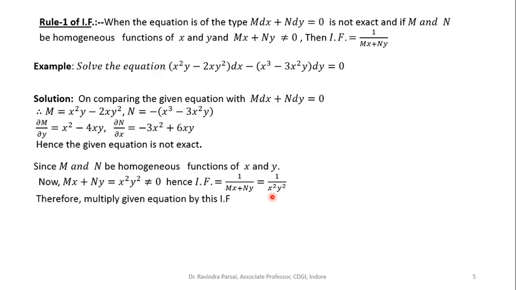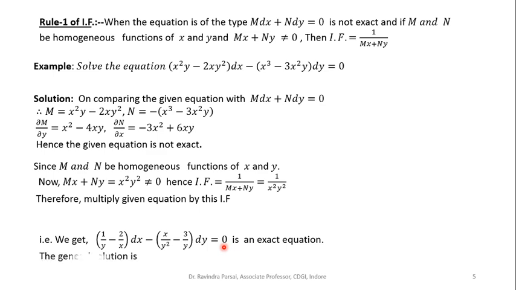Therefore now multiply the given equation by this factor, then it will reduce to exact form. So multiply this equation by this. The first term gives (1 by y minus 2 by x) dx minus (x upon y square minus 3 upon y) dy equal to 0. It is an exact equation, of course. There is no need to verify the exactness condition. Now your duty is to write the general solution of the given problem by using this exact equation.